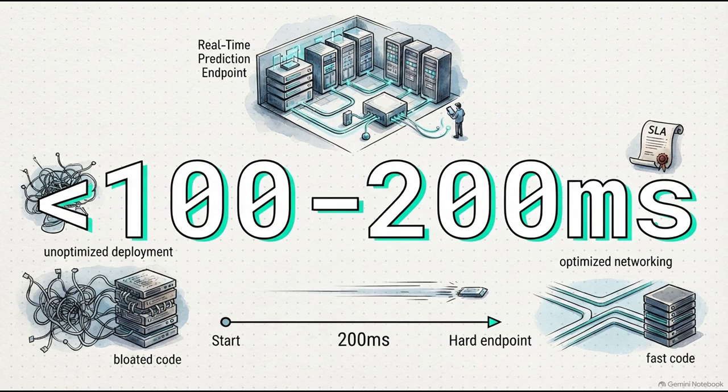The SLA, the service level agreement for real-time predictions, usually demands a P99 latency of under 100 to 200 milliseconds. Let that sink in. That incredibly tight SLA dictates your entire infrastructure. There is zero room for unoptimized deployments, bloated code, or bad networking when you have less than a fifth of a second to get an answer back to the user.